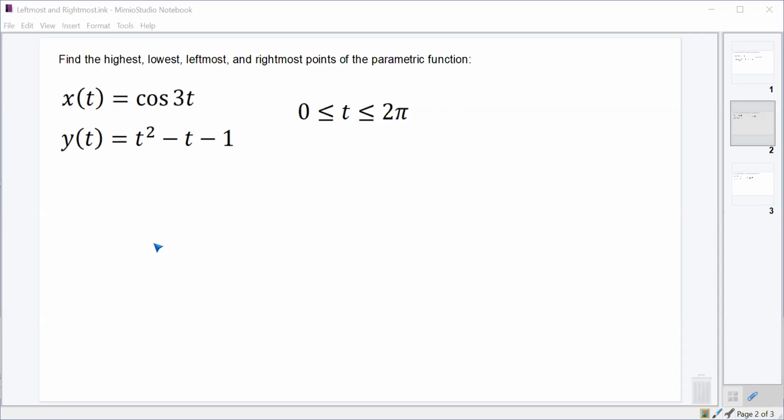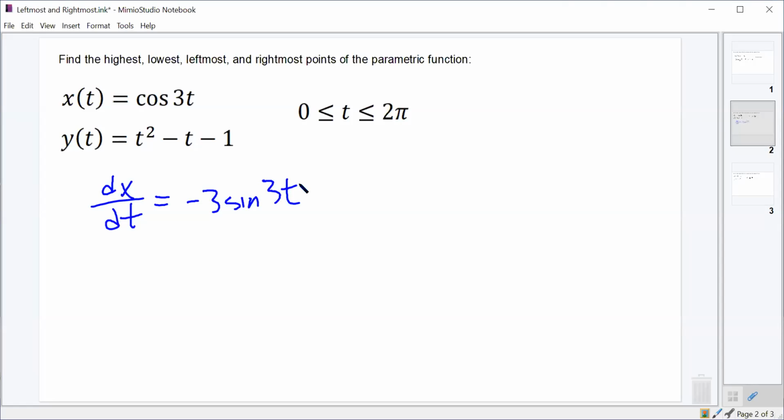All right. So if we're going from 0 to 2 pi here, and we want to find the leftmost and the rightmost, we need to look at our dx dt values and see when dx dt is at a minimum or a maximum, or when x is at a minimum or a maximum by using dx dt. So first, what is dx dt? Dx dt should be, oh good, you guys wrote it correctly in the chat, -3 sine 3t.